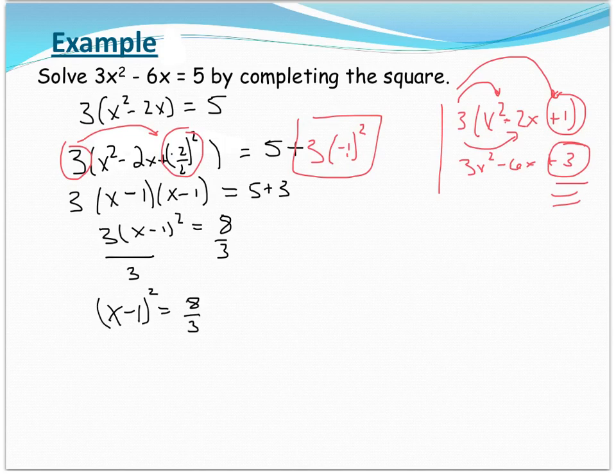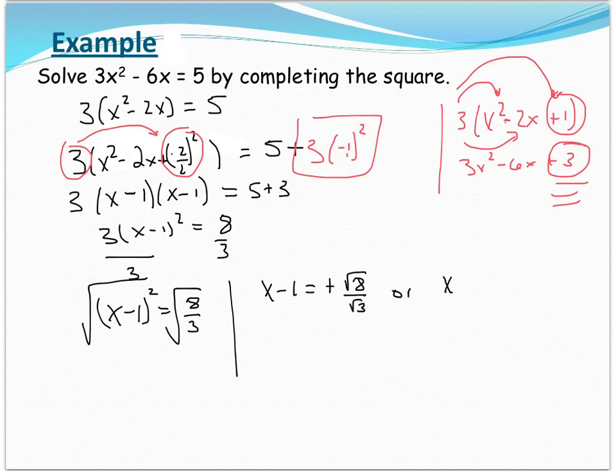Now this one gets a little messy because we don't have a nice radical term. So I have x minus 1 is equal to a positive root 8 over root 3, or x minus 1 is equal to a negative root 8 over root 3. Okay? So the first thing I'm going to do is I'm going to go ahead and add 1 to both sides.